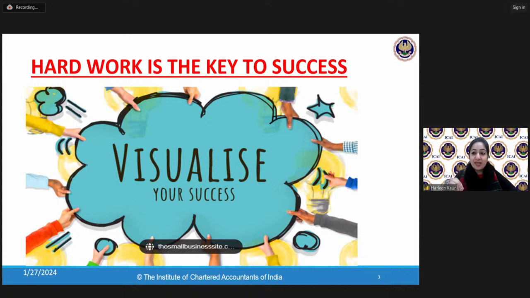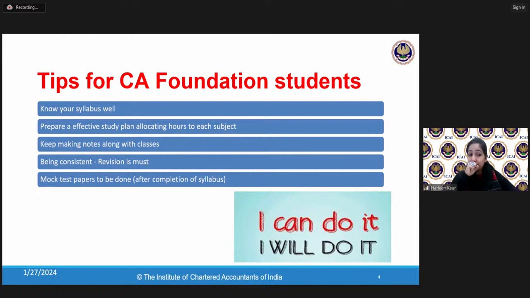You have to make an effort. You have to make a promise to yourself. I will be regular with my studies. I am going to revise what the teacher has taught me. I will be making my notes. So these are the certain steps that you have to remember.